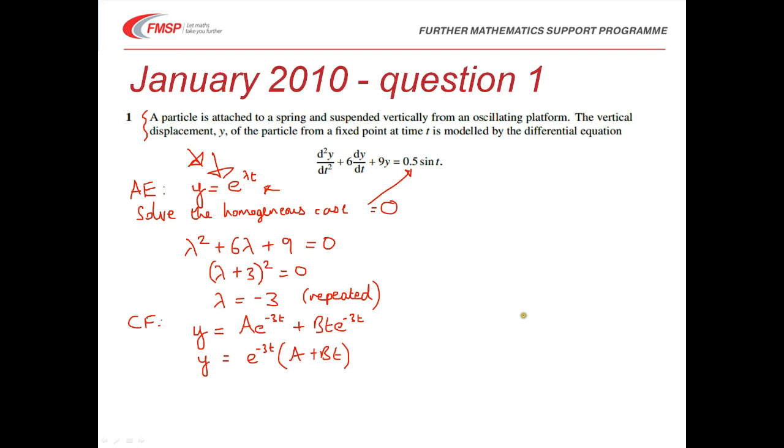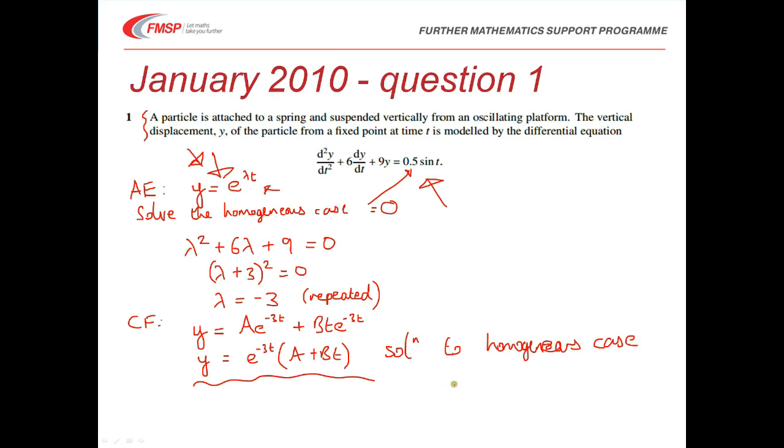But this is not the solution to the differential equation. This is the solution to the homogeneous case. And this is not the homogeneous case. We've got to deal with this right-hand side. But that's a good stopping point. We've got the complementary function, which is the solution to the homogeneous case. And I hope that isn't too unfamiliar.